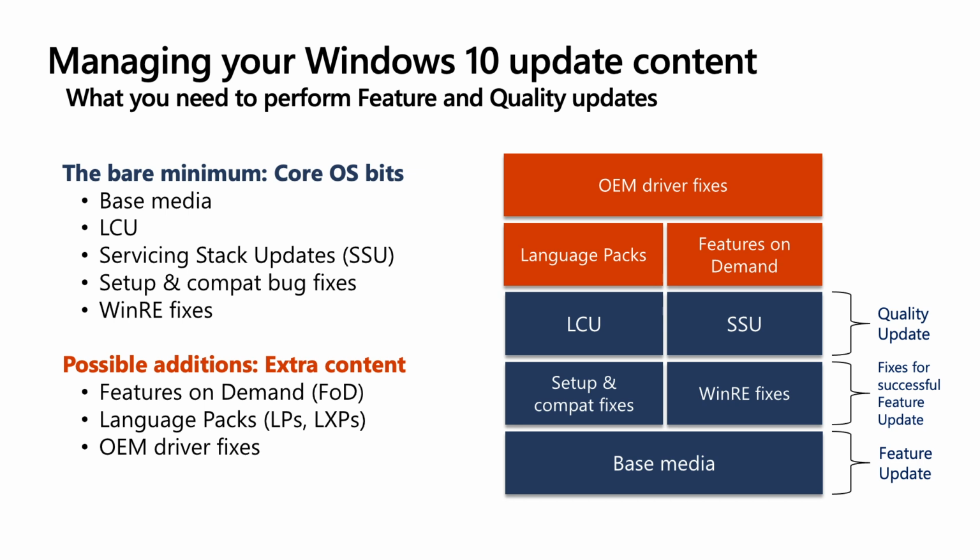As a quick refresher, let's look at the content needed to perform Windows 10 feature and quality updates. The core OS content includes the base media setup files and the core OS image. Next, we have regular updates to this media, including the latest cumulative update or LCU, servicing stack updates or SSU, updates to the setup files themselves, and updates to the Windows recovery environment. In addition, there are other optional components, including features on demand, language resources, and OEM-provided driver updates.